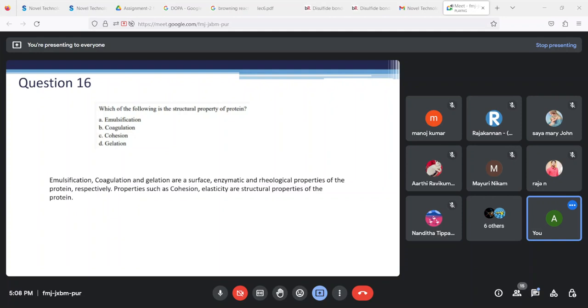Coagulation is related to enzymatic properties. So in the food industry, people often add enzymes to milk to form cheese, and cheddar cheese and others are formed by addition of enzymes. These enzymes help in the coagulation of the milk proteins and help in the formation of products such as cheese. So the enzymatic properties of the proteins are involved in coagulation, or forming the coagulum or cheese.